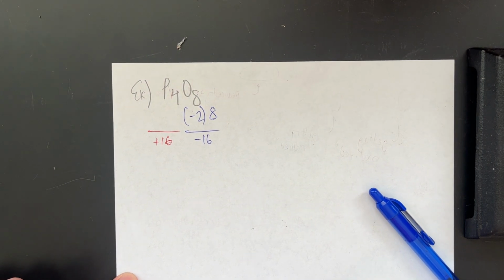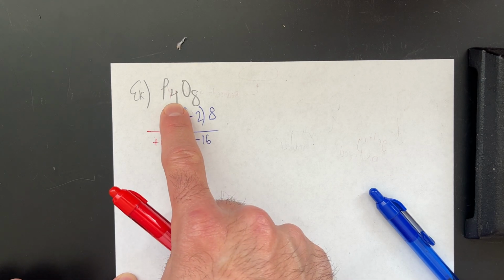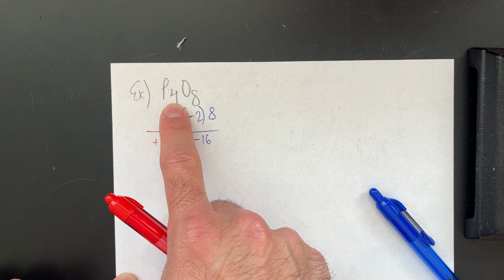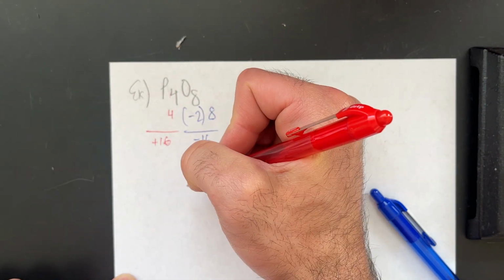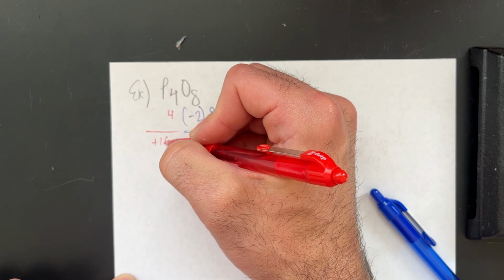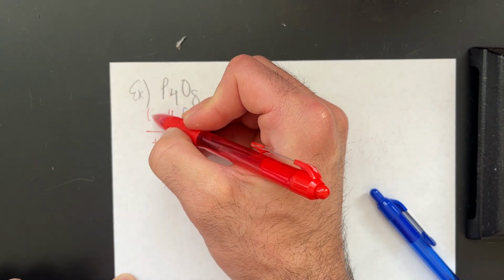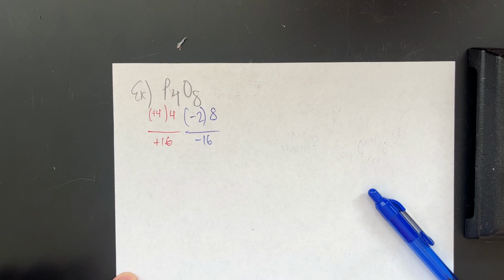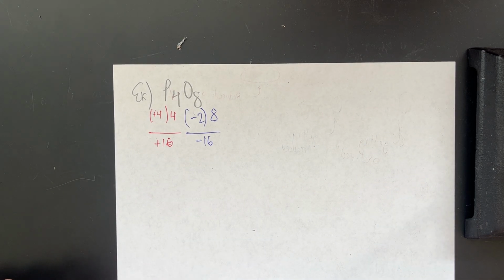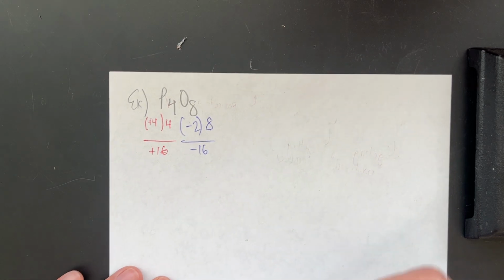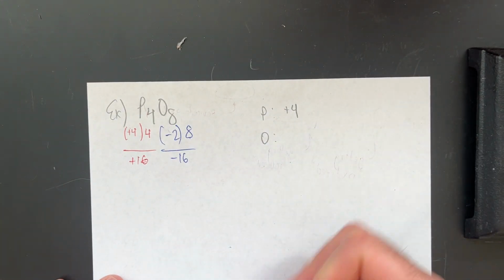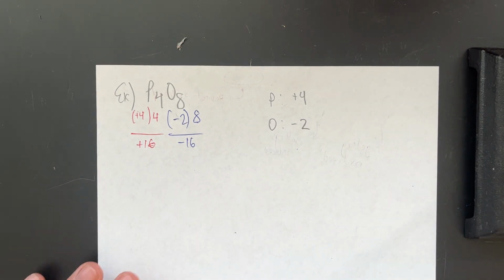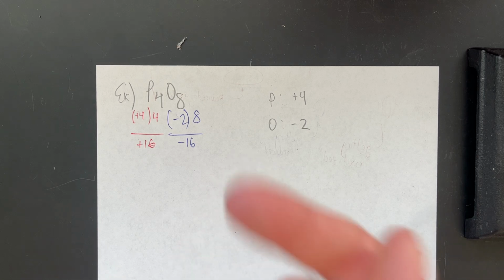Now, do note, if you were to take a look at the periodic table, you would think that the charge of P should be +3. But it's not going to be here because we have 4 of it. 4 times something has to equal +16, +4. So P here has a +4 charge, which is different than what we would expect. Its oxidation number, we say, is +4. O's oxidation number is -2. And so that's how you determine oxidation numbers, or that's at least one example.